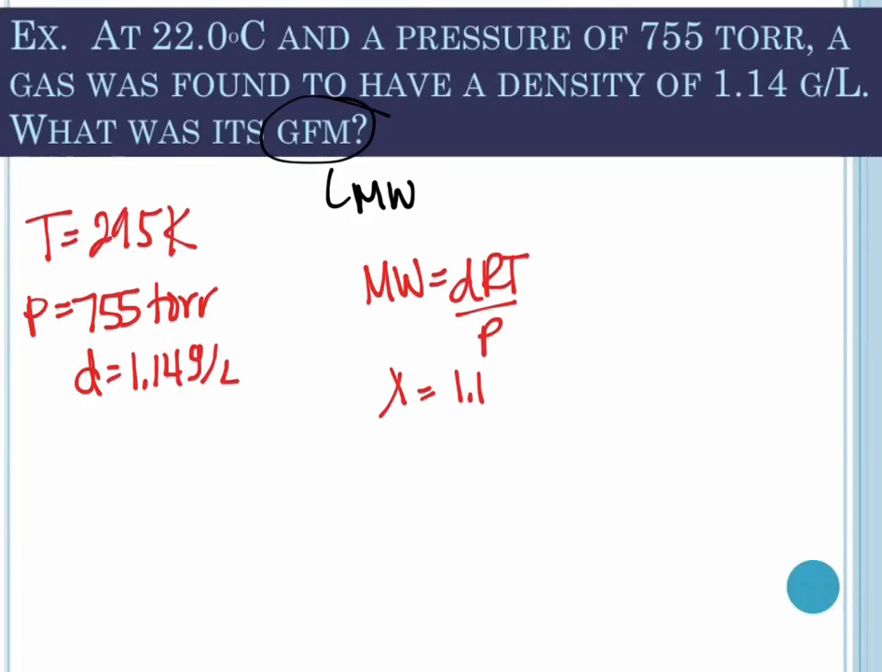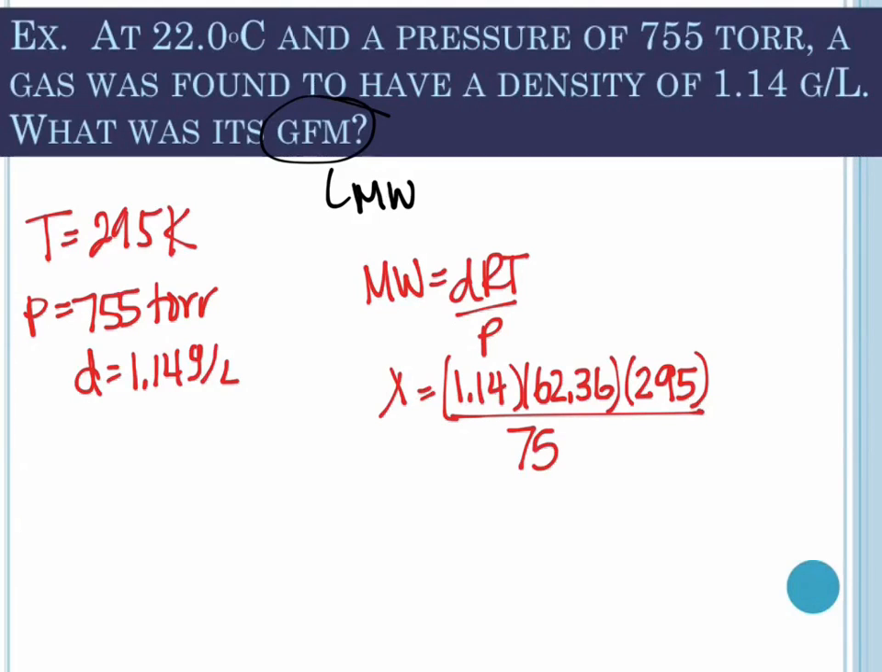Density is 1.14. R is 62.36. T is 295. And P is 755. So what is the molecular weight of my gas? 27.7 grams.